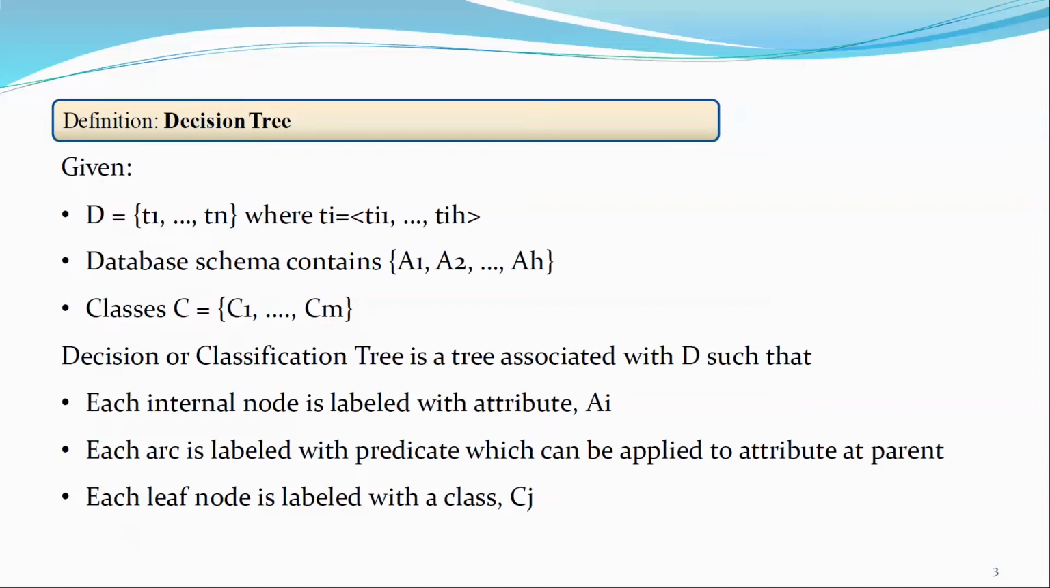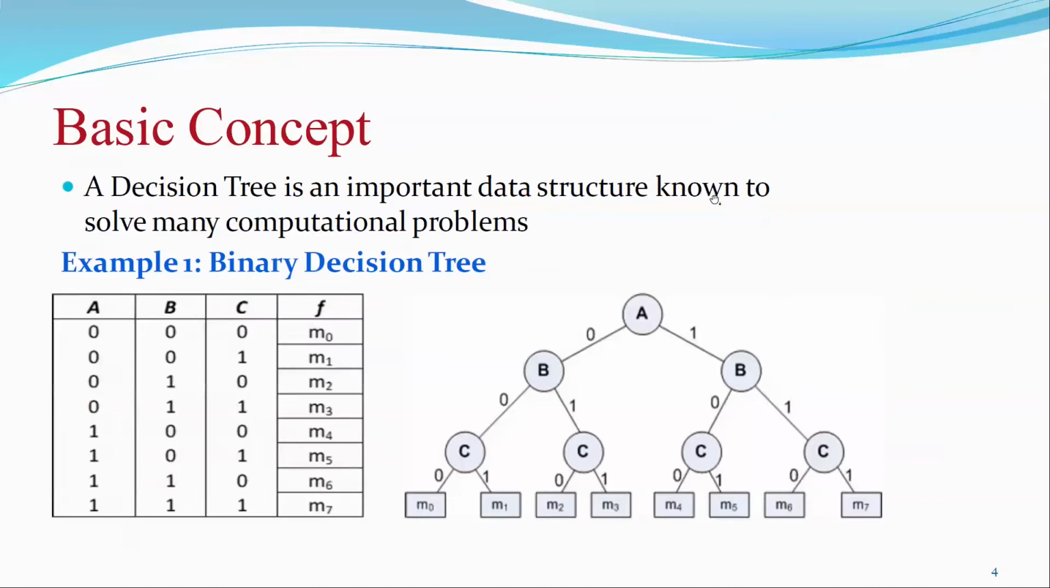A decision or classification tree is a tree associated with D, a data set, such that each internal node is labeled with attribute Ai. Each arc is labeled with a predicate which can be applied to the attribute at the parent node. Each leaf node is labeled with class Cj. So a decision tree is an important data structure known to solve many computational problems.